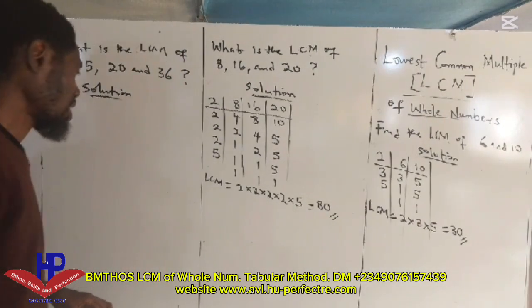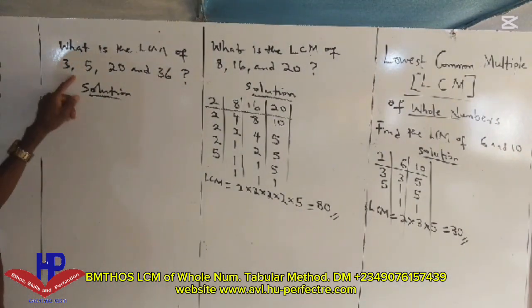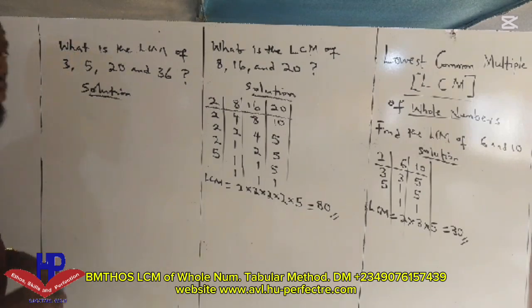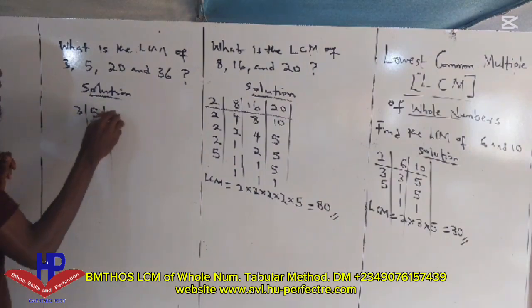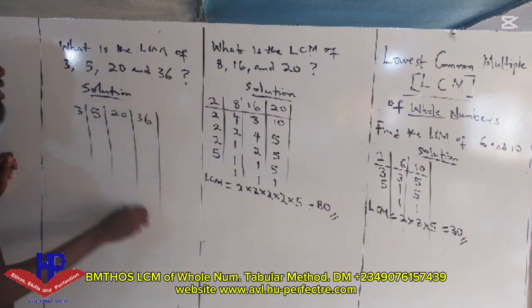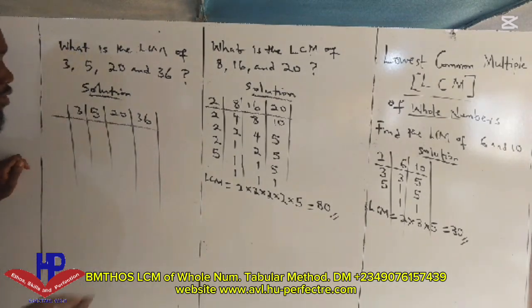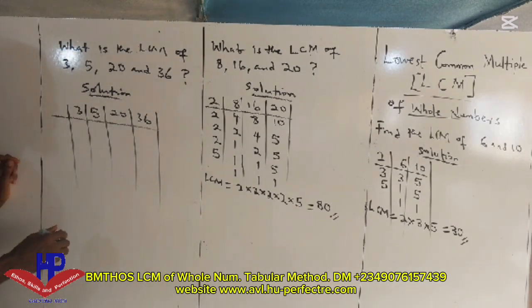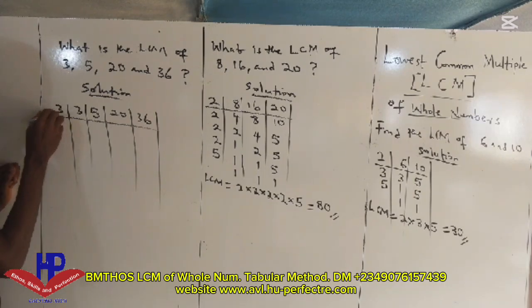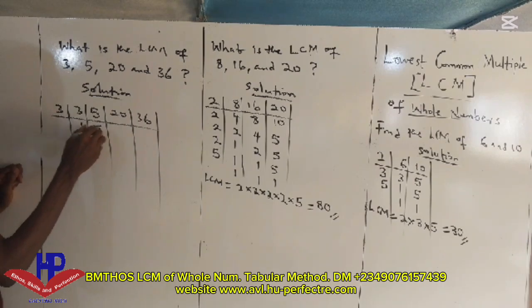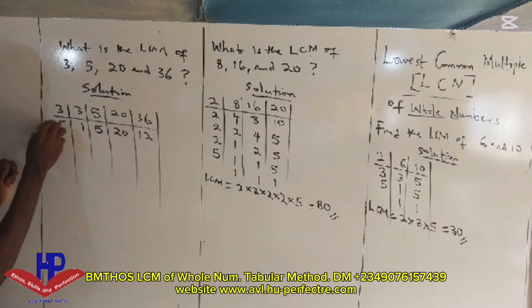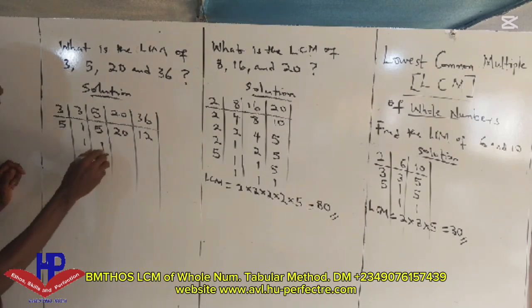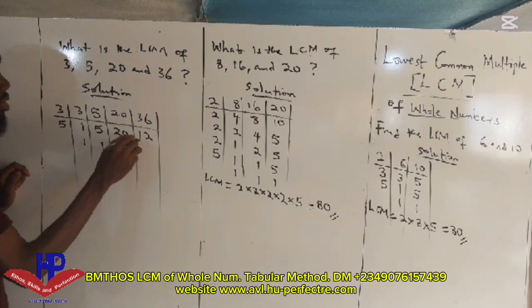So what you do is you carefully solve this problem using your tabular method. Your tabular method: 3, 5, 20, 36. Okay, let's just solve it together. What can divide 3, 5, 20, 36 at the same time? There's no number, but 3 can divide 3. 3 in 3 is 1. Bring down the 5, bring down 20, and 3 in 36 is 12. 5 can go, bring down 1. 5 in 5 is 1. 5 in 20 is 4. Bring down your 12.